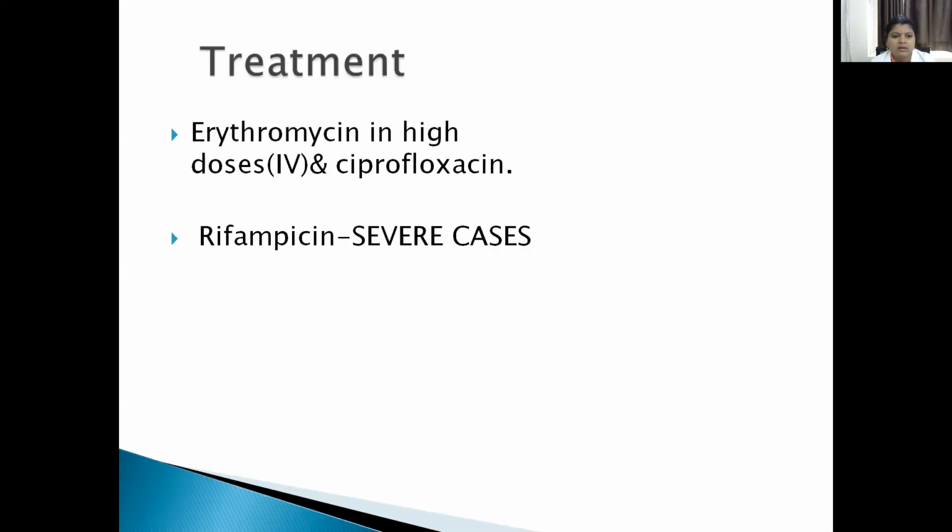If you see the treatment of Legionella pneumophila, erythromycin or ciprofloxacin are the effective drugs. Rifampicin is used mainly in severe cases, like those who present with pneumonia or pleural effusion.